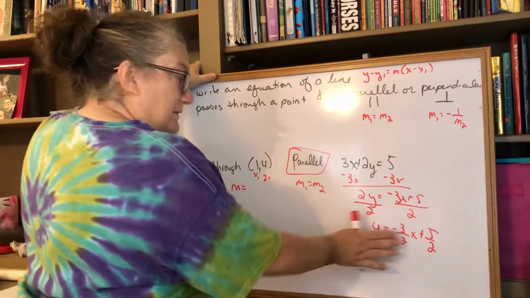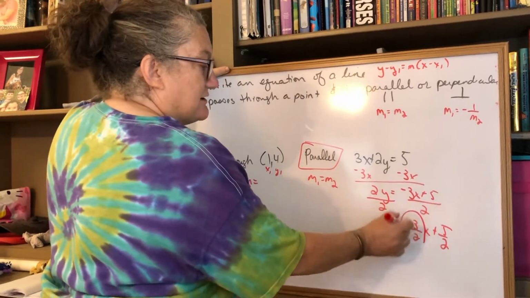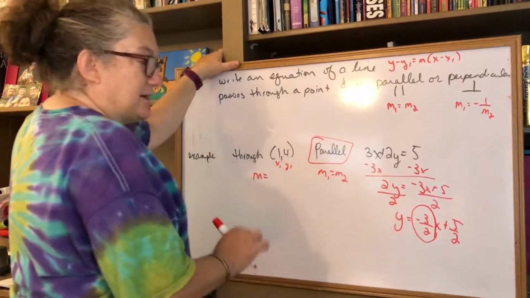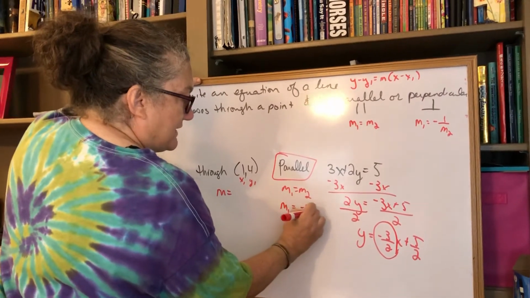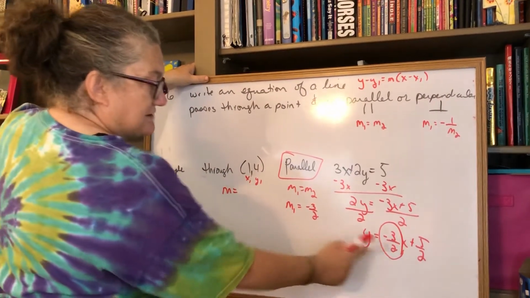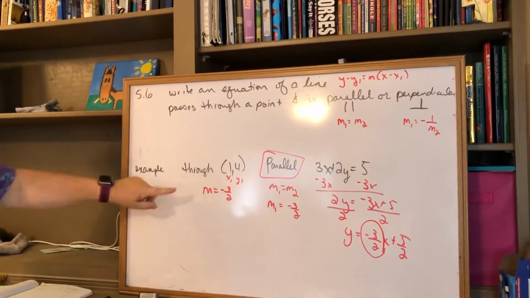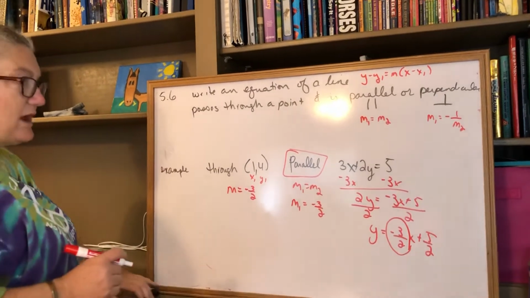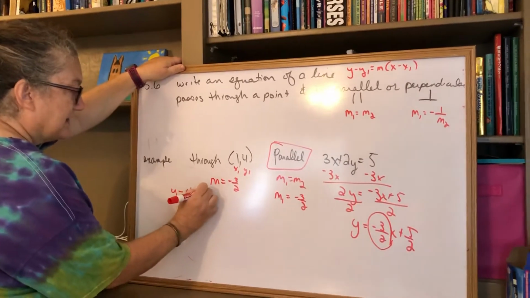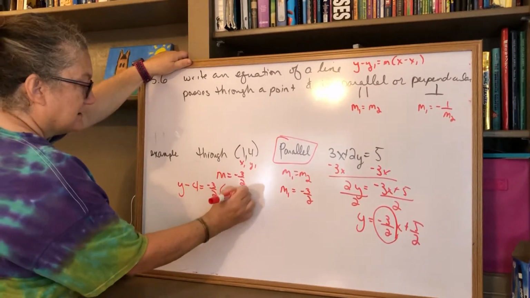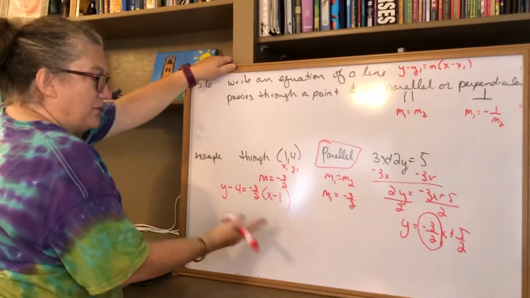Remember, in a line, when we solve for y and we have y equals mx plus b, this here is our m and this is our y-intercept. All we care about right now is the m. So we know that m1 equals negative 3 halves because the slope of this line over here is negative 3 halves. So now I know that this is negative 3 halves. Now that we have a point and we have a slope, we can write the equation. y minus 4 equals negative 3 halves times x minus 1. This is my y part, this is my x part, and now we can solve it.